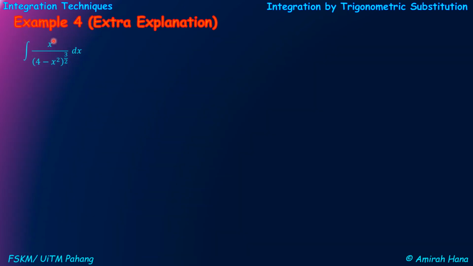Alright, now we look back at example 4 for extra explanation. From the integration of x over (4 minus x squared) to the power of 3 over 2 dx, we get the final answer 1 over square root of 4 minus x squared plus c when we solve using trigonometric substitution from the previous slide. Right now, let's try using integration by U-substitution.